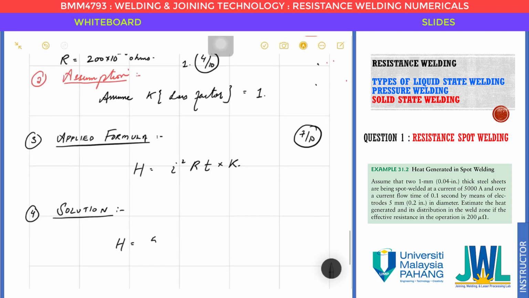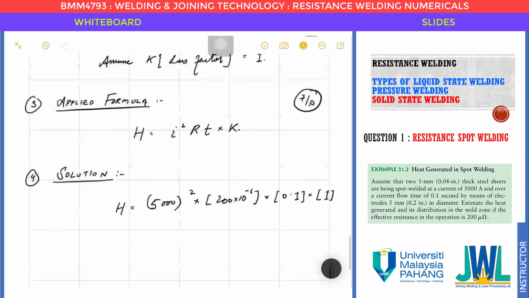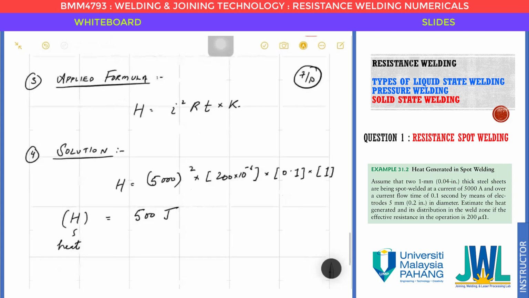H is equal to current 5000 square multiplied by resistance 200 into 10 to the power minus 6, multiplied by the time 0.1 seconds, multiplied by the loss factor 1. So the heat generated due to the process comes out to be 500 joules. This is the answer.